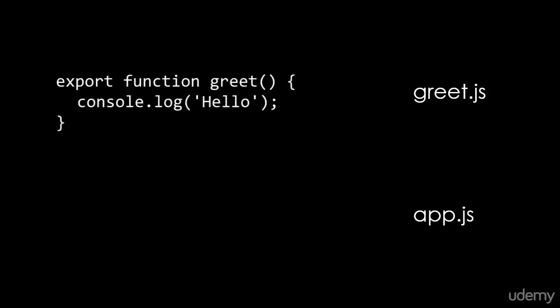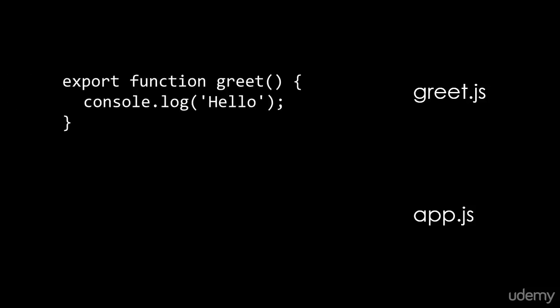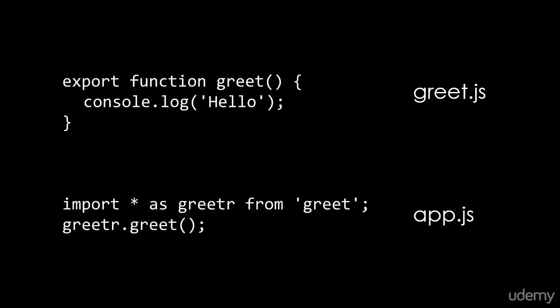However, the new syntax in ES6 for modules is really very powerful and in some ways similar. For example, if I wanted to export a greet function from my greet.js file, I would put the keyword export before the function keyword. And then in my app.js file, I can then import anything that has that export tag on it using the import keyword.